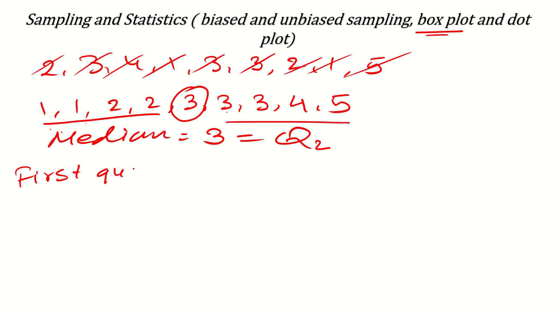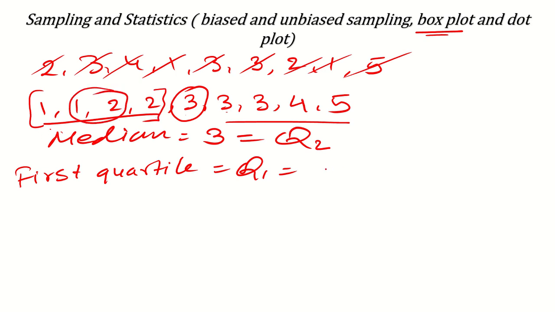Now how will you find the first quartile? First quartile is Q1. Q1 means the middle number of the first half. This is the first half, so what will be the middle number? 1 and 2, 2 numbers are in the middle, so 1 plus 2 divided by 2 means 1.5.